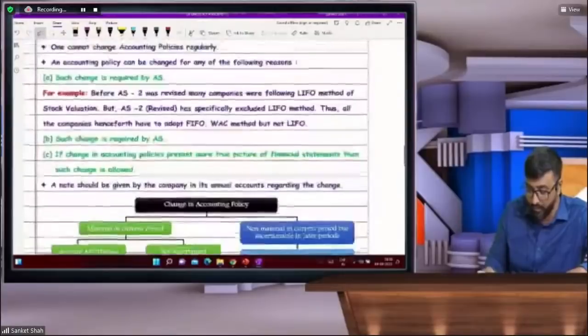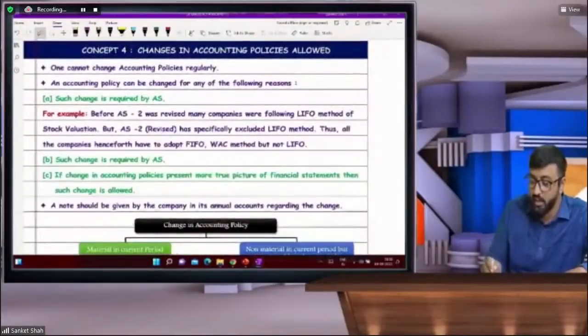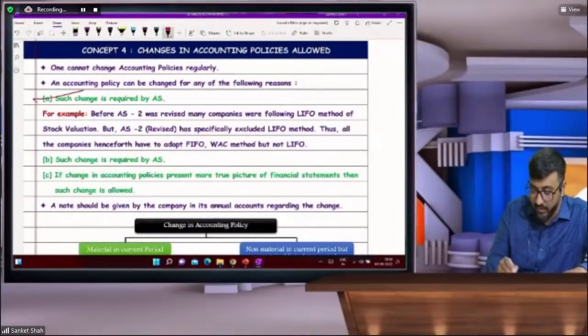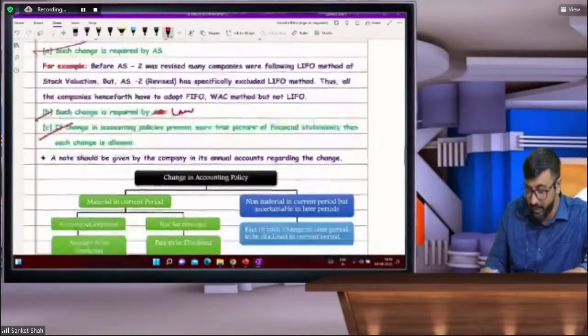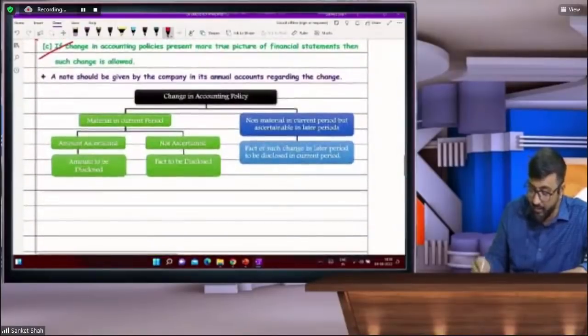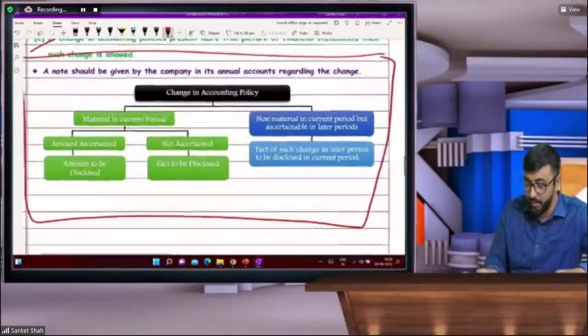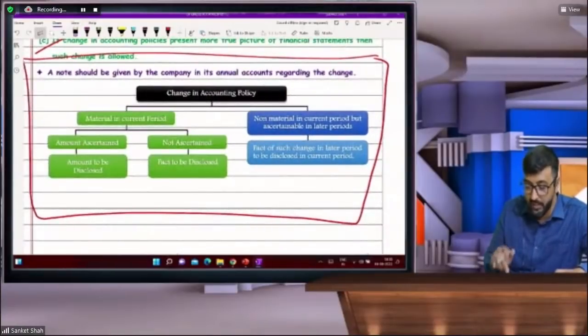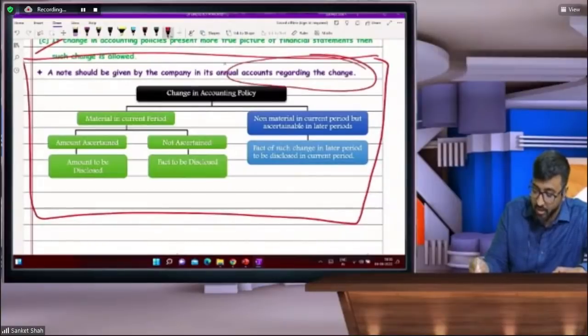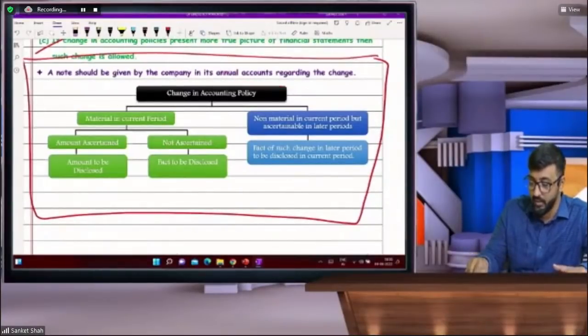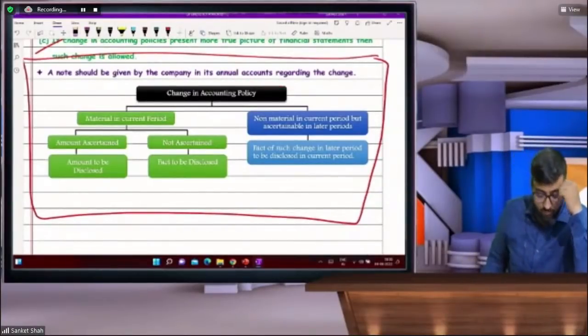Okay. When to change the accounting policy? Accounting policy has to be changed if required by accounting standards. Sorry, here it is required by law and for better presentation. I already explained this. And this chart is a very, very important chart. So please explain this chart to me. First read it and then explain it to me.